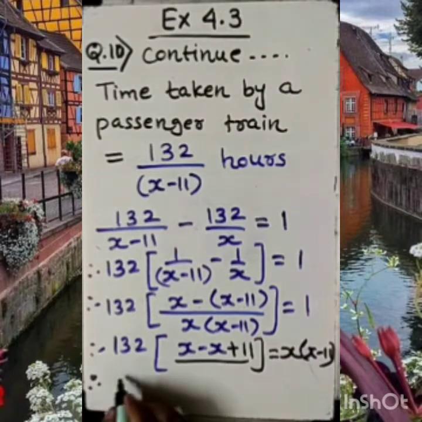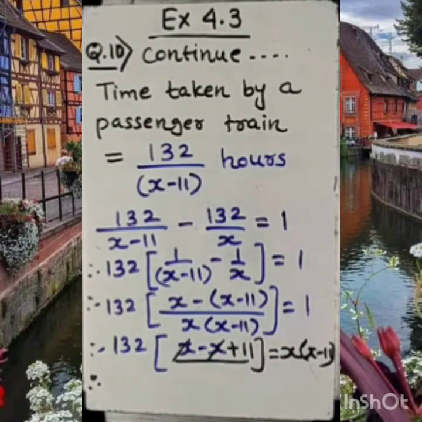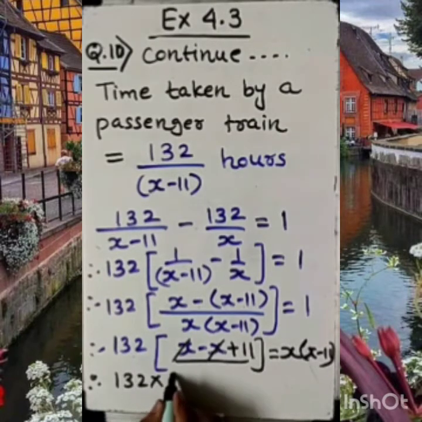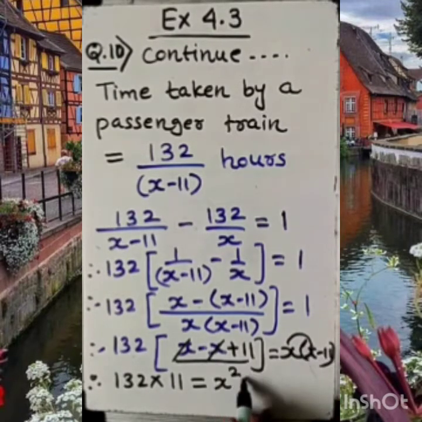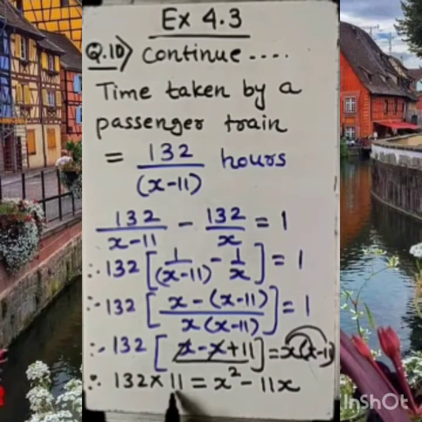Therefore the x minus x cancel. So this side the product will be 132 with 11 equal to. What about this side? x into x is x square, minus x into 11. In the next step, let me multiply this. The product of this, whatever will come, I need to bring to the right side, so it will become minus. So let's multiply and find the normal quadratic equation.